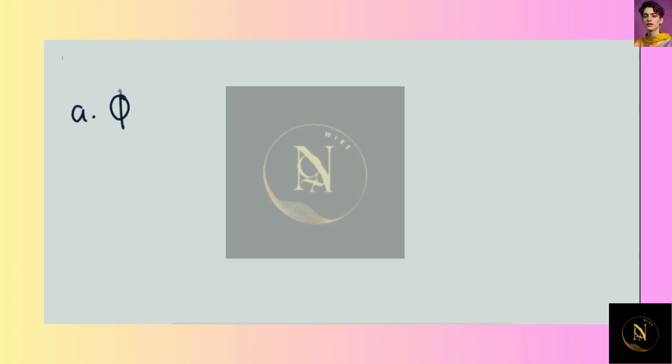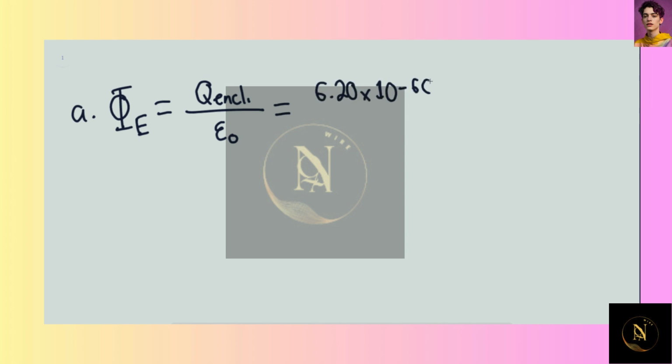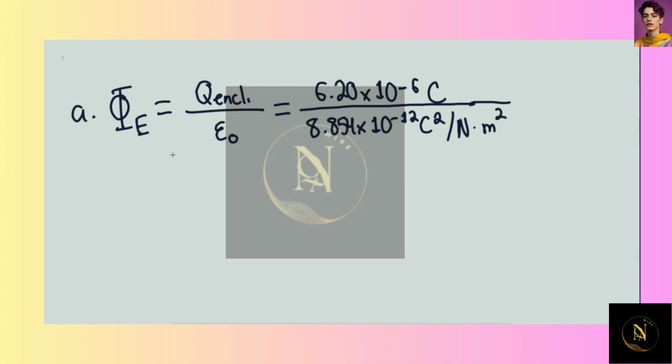For part A, we're going to use essentially Gauss's law. We know that the electric flux would be equal to the enclosed charge divided by the permittivity of a vacuum. So this would be 6.20 times 10 to the negative 6 coulombs divided by 8.854 times 10 to the negative 12th coulomb squared per Newton meters squared. And we find that the electric flux for part A is 7.002 times 10 to the 5th Newton meters squared per coulomb.